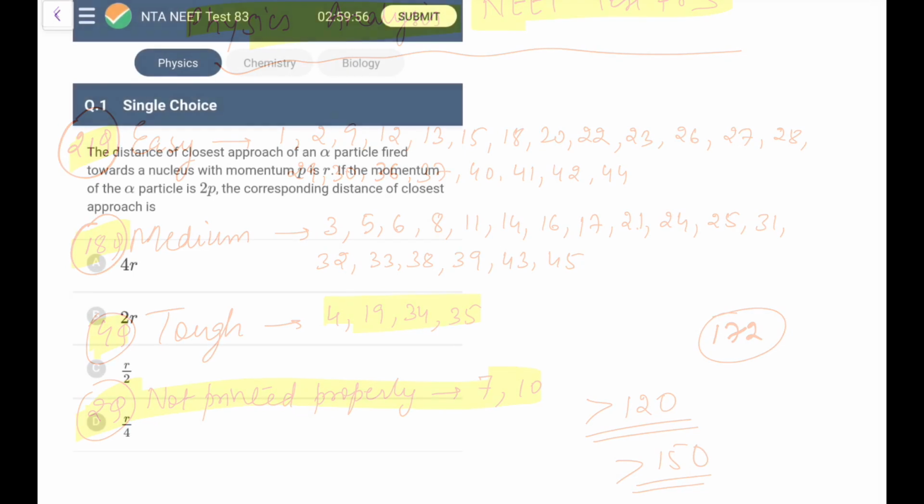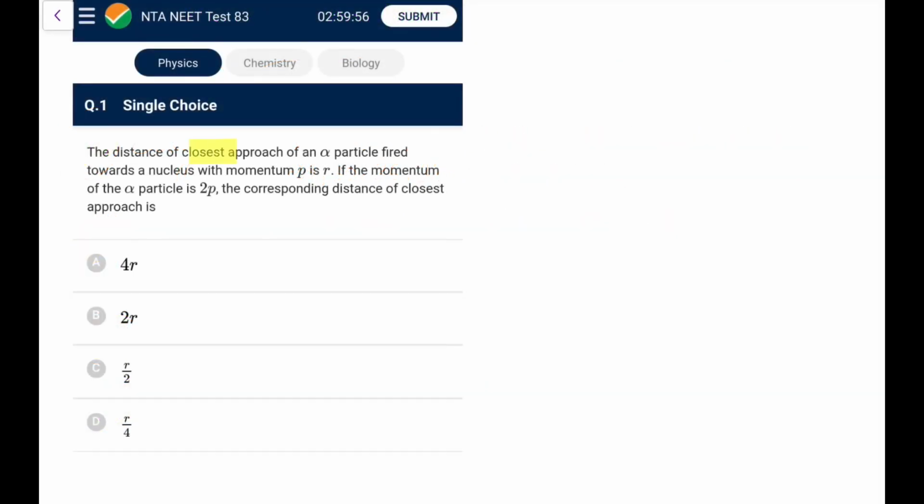So let's see what it is. Now the first question: the distance of closest approach of an alpha particle fired towards a nucleus with momentum p is r. If the momentum of the alpha particle is 2p, what is the corresponding distance of closest approach? So momentum is 2p, and you know kinetic energy depends on p square. That means kinetic energy has become 4 times, and you know the logic: the initial kinetic energy of the alpha goes into the potential energy, which becomes 1 upon 4 pi epsilon naught q1 q2, that is 2e into Ze upon r minimum.